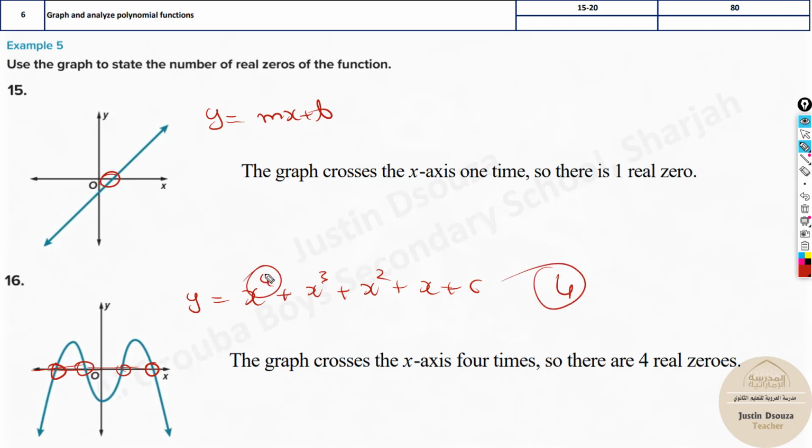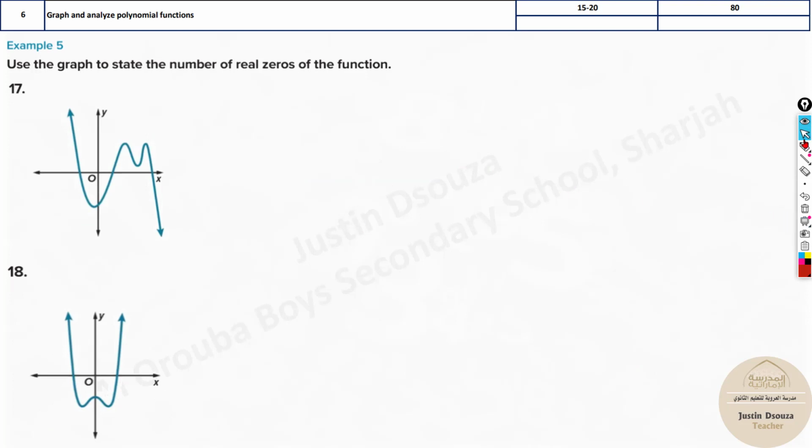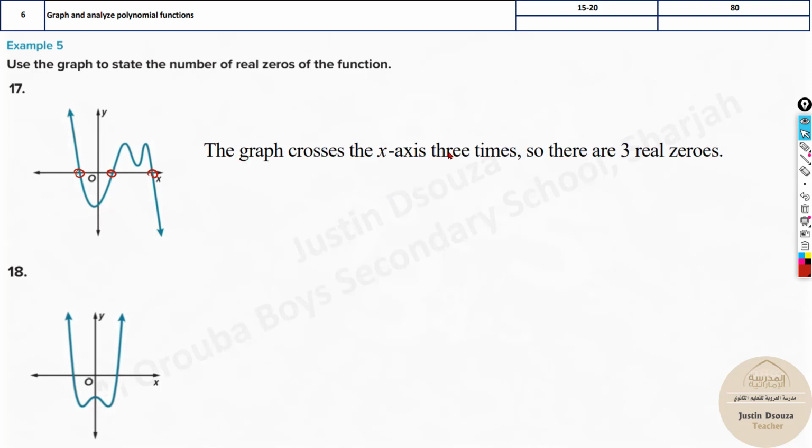It might be fewer than 4, and there can be 2 imaginary roots, that might be possible. But this more likely looks like x to the power 4. That's the thing. But just look at the intercepts, you will understand. Here we can see 1, 2, 3, and this one is not touching. So only 3. There are imaginary roots as well. This answer is 3 over here.